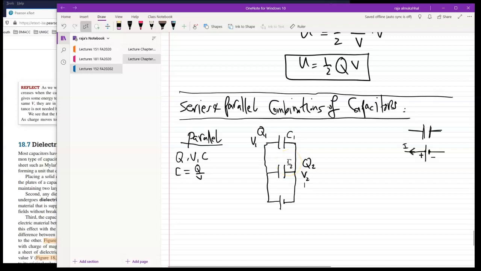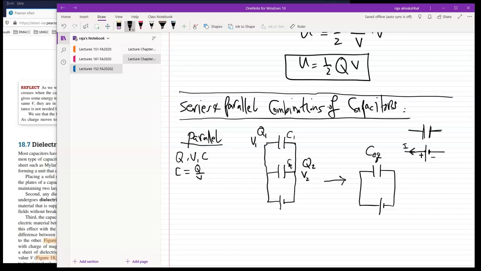The question is, is it possible that rather than getting 2 capacitors, I can have 1 capacitor that will do the job of the 2? In other words, how do I convert this circuit to 1 single capacitor and a battery? This is called the equivalent capacitance, C sub EQ. Equivalent capacitance. How do you find that?